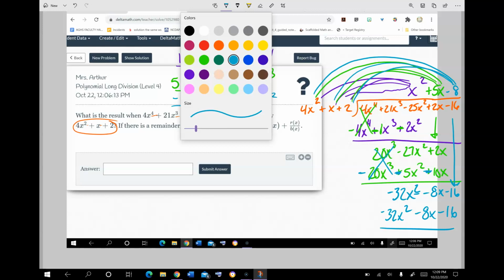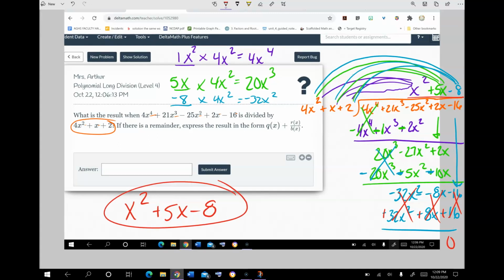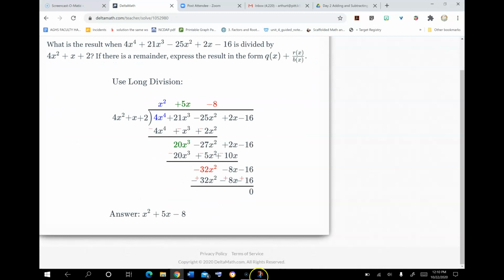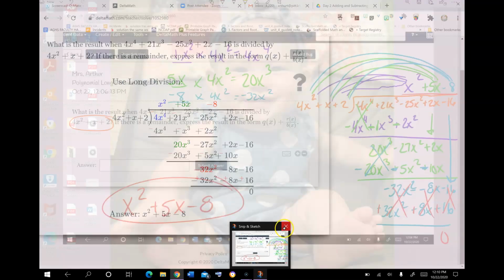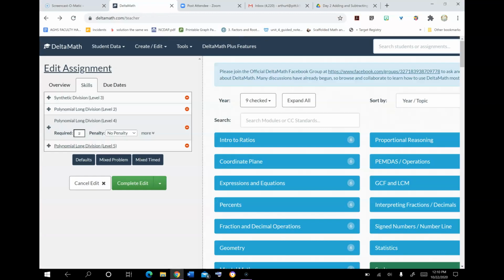So we're going to change. I'm trying to find a dark enough color to write over things. We'll do red. So that goes to positive. That goes to positive. That goes to positive. So that cancels, and that cancels. So I have another remainder of 0. So your answer is just what's up top: x squared plus 5x minus 8. Okay? And if we went back, it would show us that I am correct. Now let's do one more from level 5.